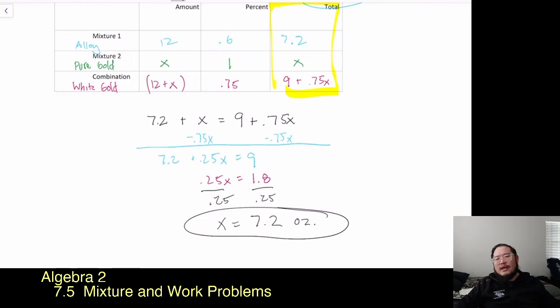We're looking at the work and mixture problems to go along with the section, which happens to be all about solving rational equations. All right, and there you go. Hopefully now we finished up 7.5.